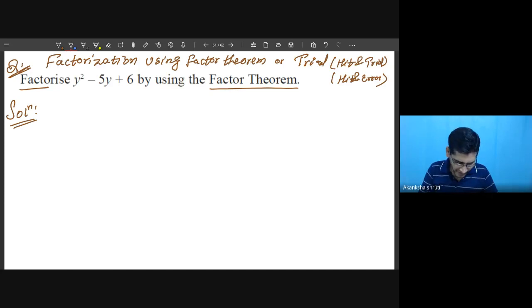Student, so we have to factorize the given quadratic polynomial by using the factor theorem. In place of the factor theorem, it may be given by trial. It means we need not apply splitting the middle term, but a certain value of the variable, say y, can be taken if it is satisfying. Satisfying means if that y is a zero, then we can say y minus that zero is one of the factors. So that technique is used here.